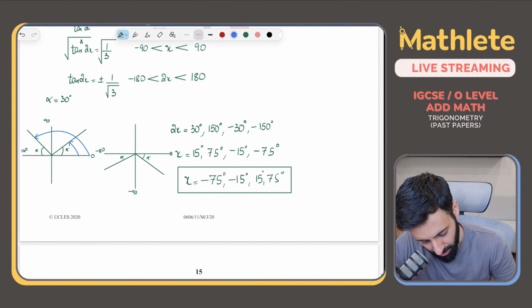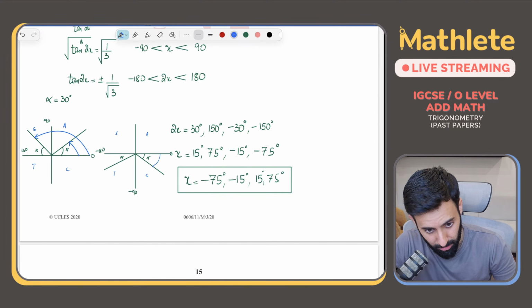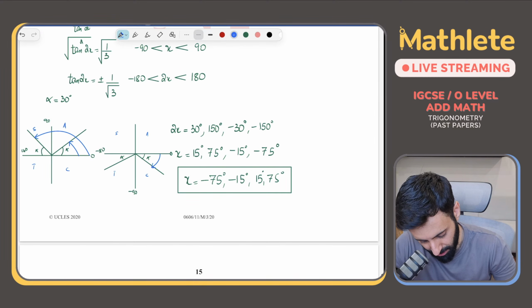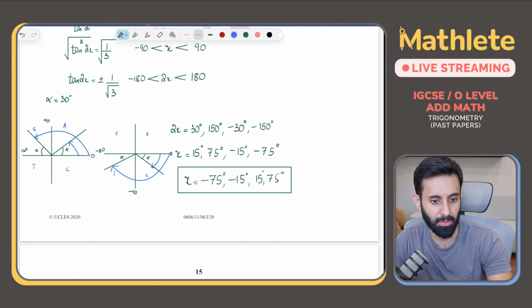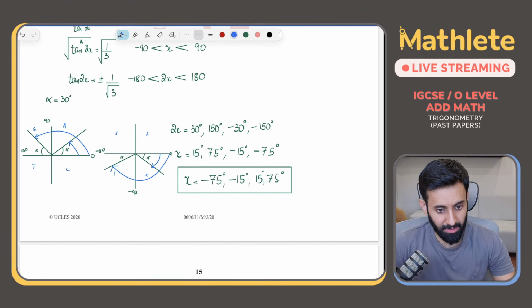Okay, A S T C, A S T C. Now this solution will be minus alpha, that's how we got minus 30. This solution will be 180 minus alpha, that's how we got minus 150. Okay, but tan is negative in the second quadrant.